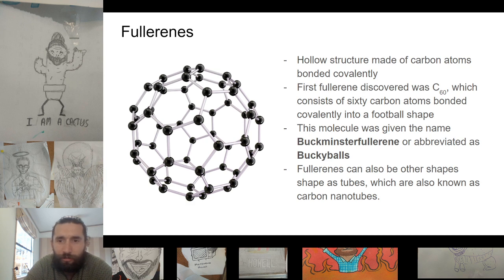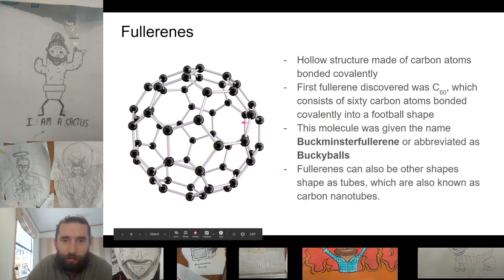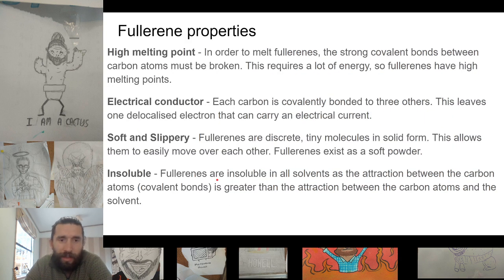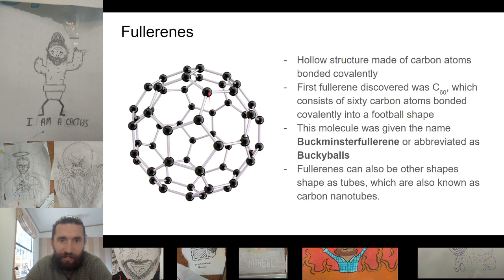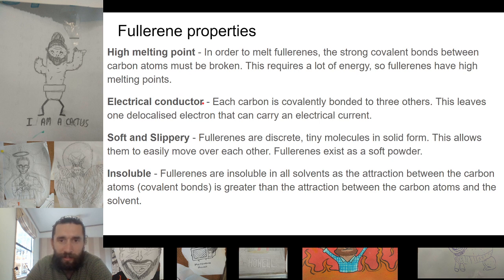They also come in other shapes like tubes. They're called carbon nanotubes, the tube versions of these. They have fairly similar properties to diamond. Firstly, high melting point for the exact same reason. Strong covalent bonds are holding the carbon atoms together. They are electrical conductors. Once again, each carbon has one free delocalized electron that can carry electrical charge. As you can see, each is bonded to 3 carbons, so there's going to be a delocalized electron to carry the charge. They are soft and slippery.